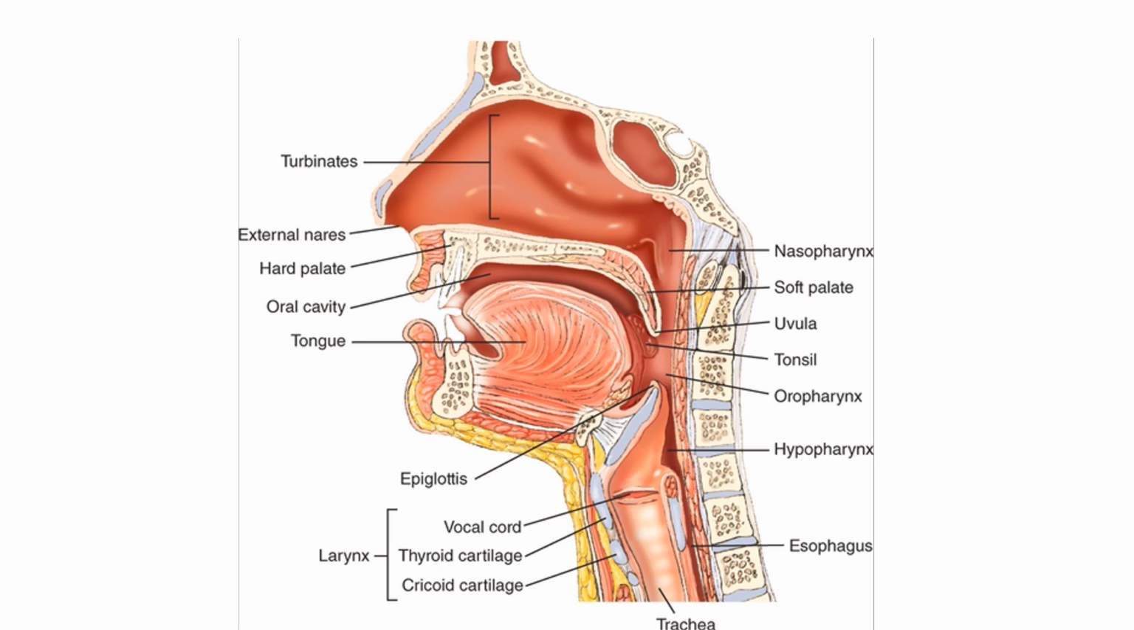Under the oropharynx, we have hypopharynx, and there are two entrances. One is to the esophagus, and second one to the larynx. Entrance to the larynx is covered by epiglottis. In the larynx, we have vocal cords. Under the vocal cords, we call it lower airways.